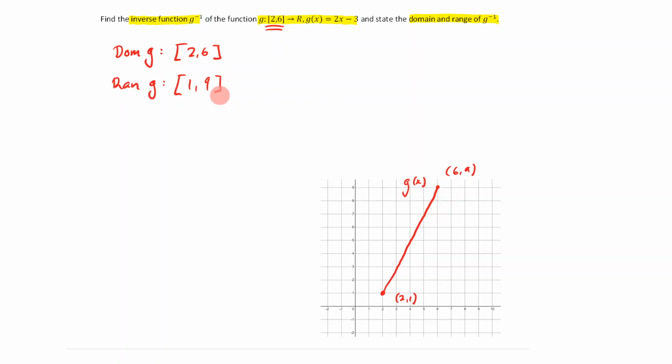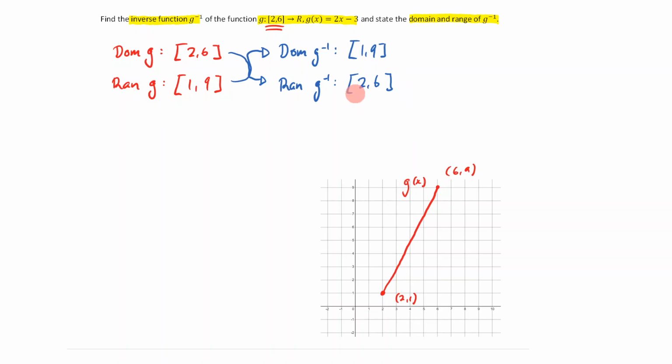Now, the reason why I've done that is because I can now easily identify what the domain of the inverse is going to be and what the range of the inverse is going to be. So the domain of the inverse is simply the range of the function. So it's going to be 1 to 9. And the range of the inverse is simply going to be the domain of the original. So it's going to be 2 to 6. This is going to be very important when we write down our final answer.